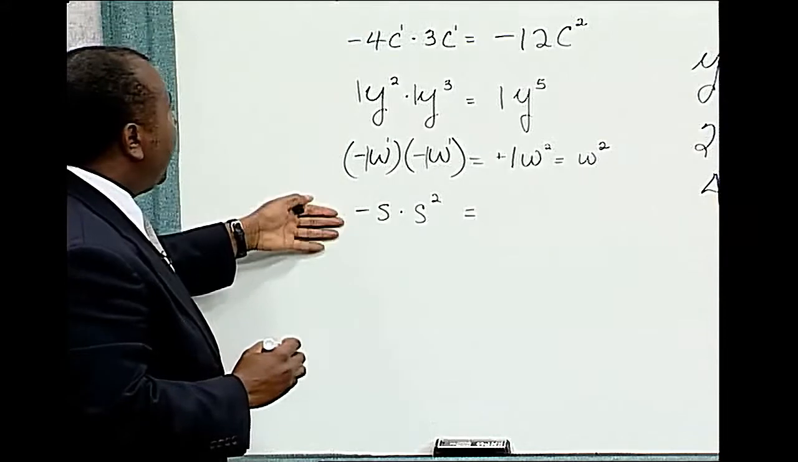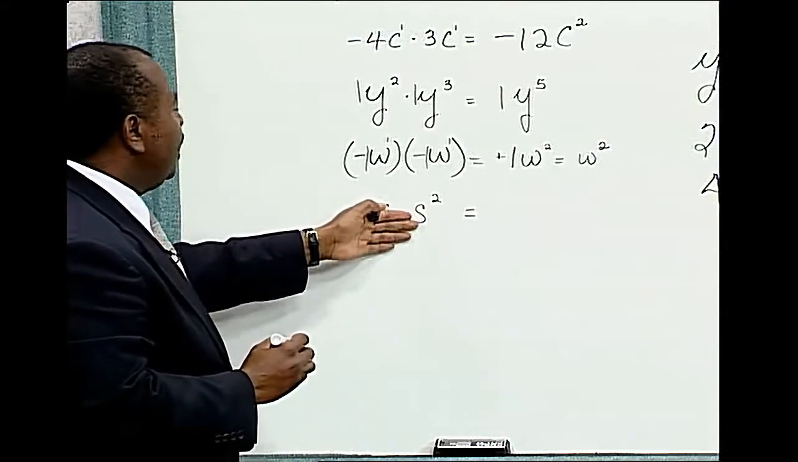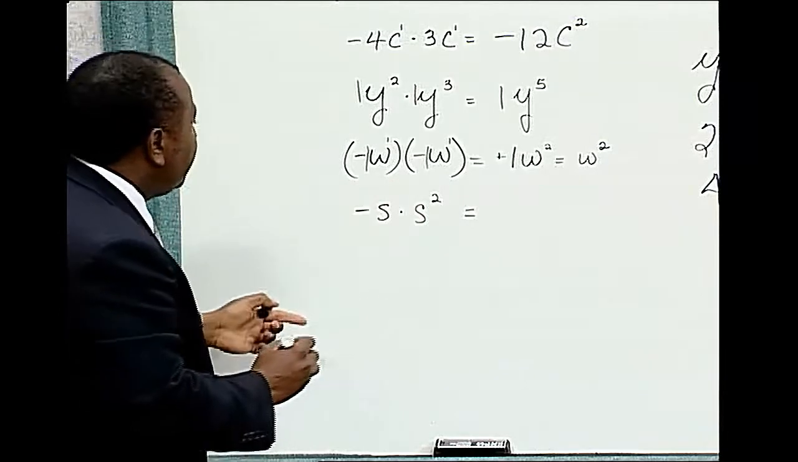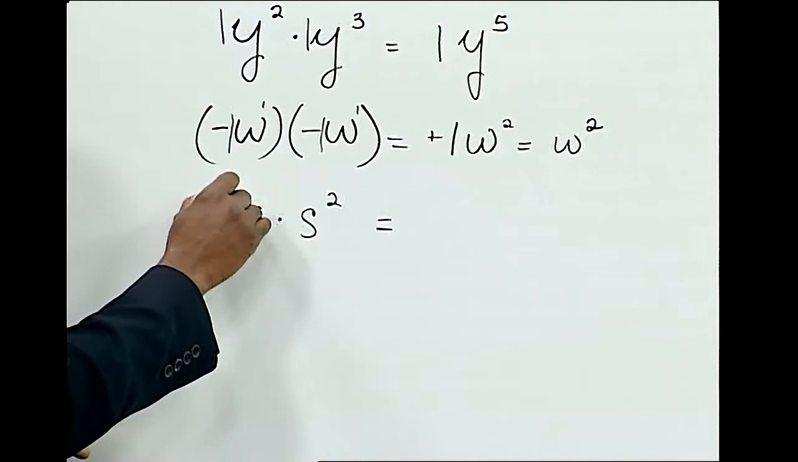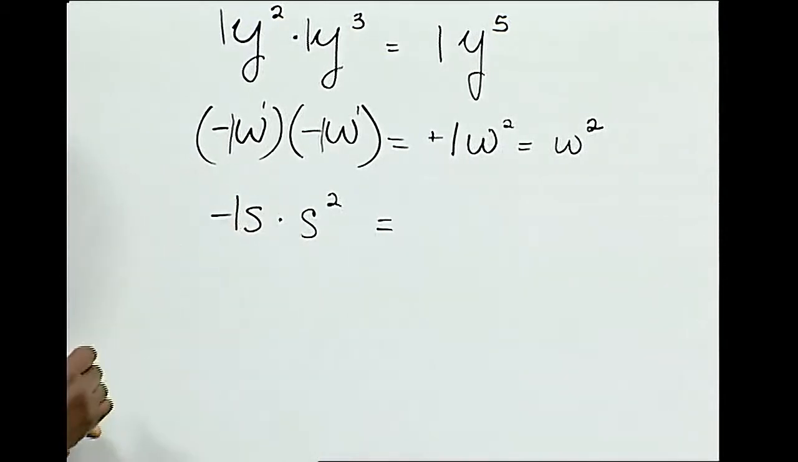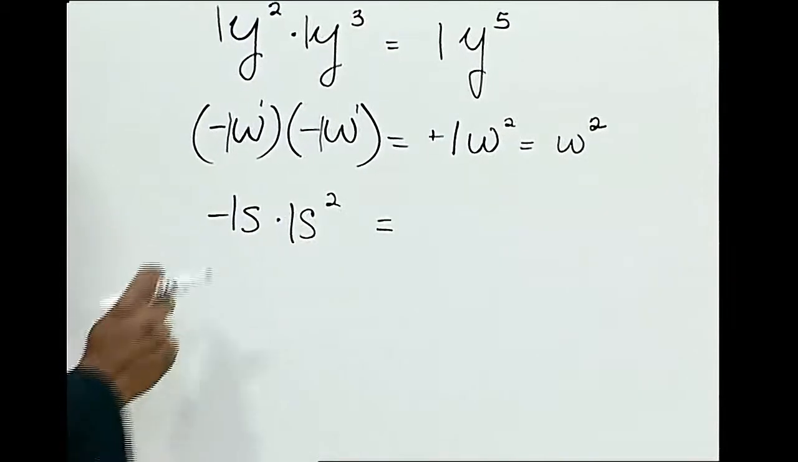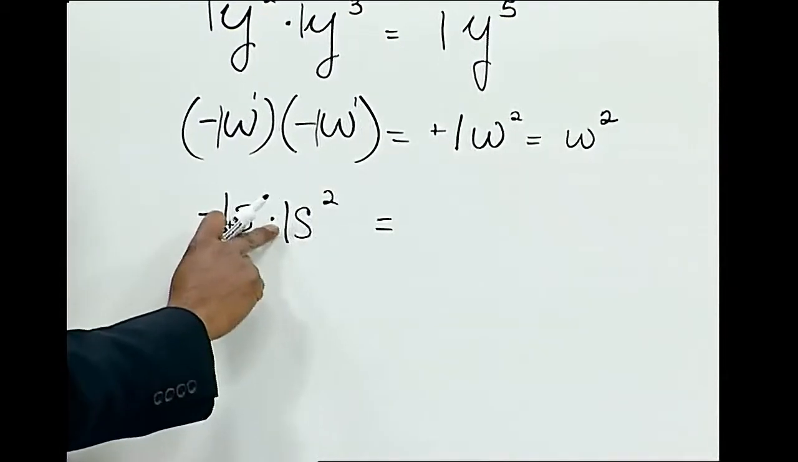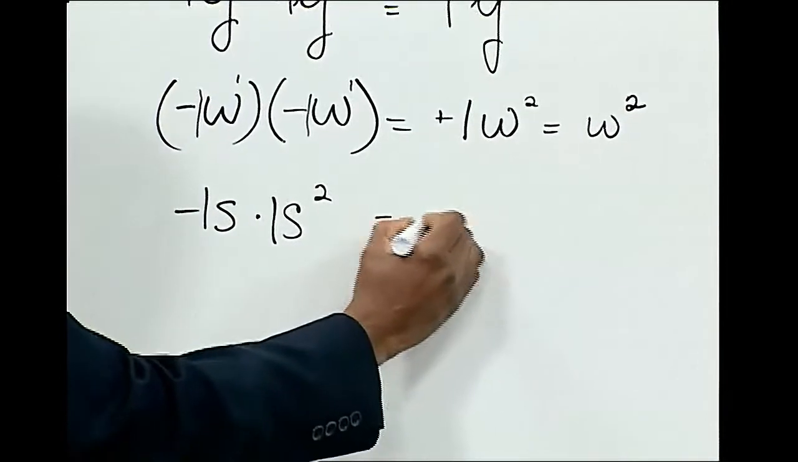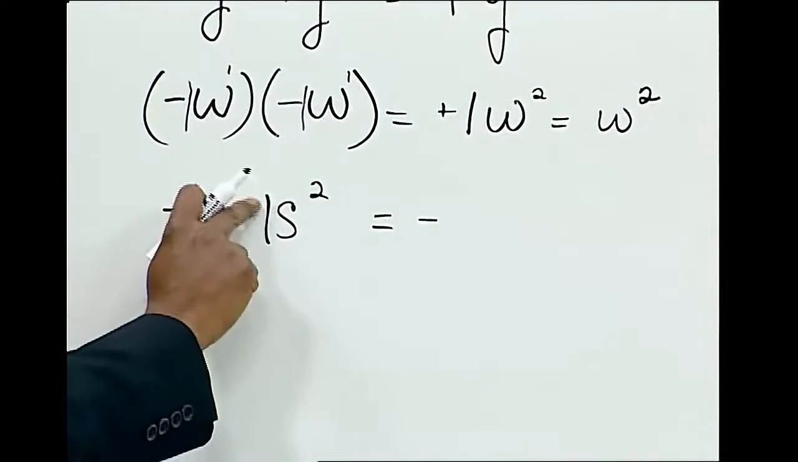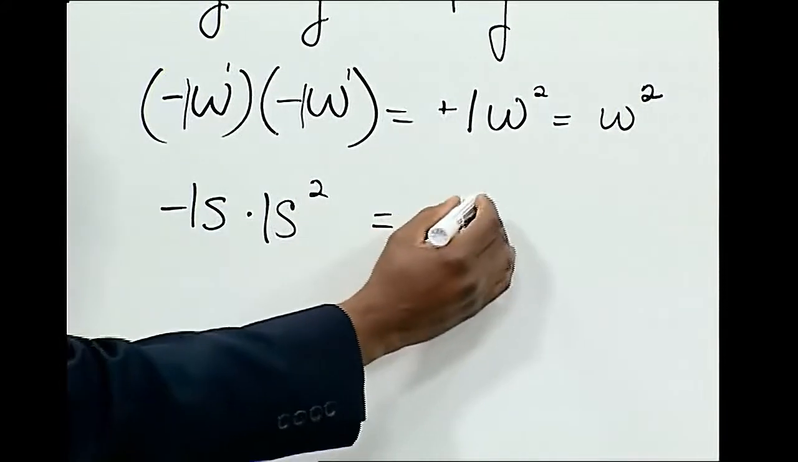Example number 5: a negative s times s to the second power. Again, it's understood that the coefficient in front of the variable is a 1 when there's no number there. We can place a 1 before each of these variables. A negative 1s times a positive 1s is equal to a negative, because a negative times a positive is a negative s to the third power.